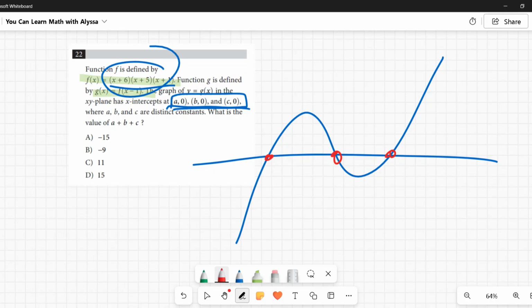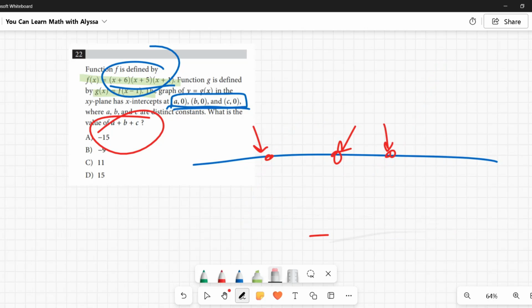And the way you would solve this using graphing is you would just zoom in, identify those three solutions, see what the x values for each of them are, and then add those together, a plus b plus c, like they tell us to. So that's how you do it graphing.